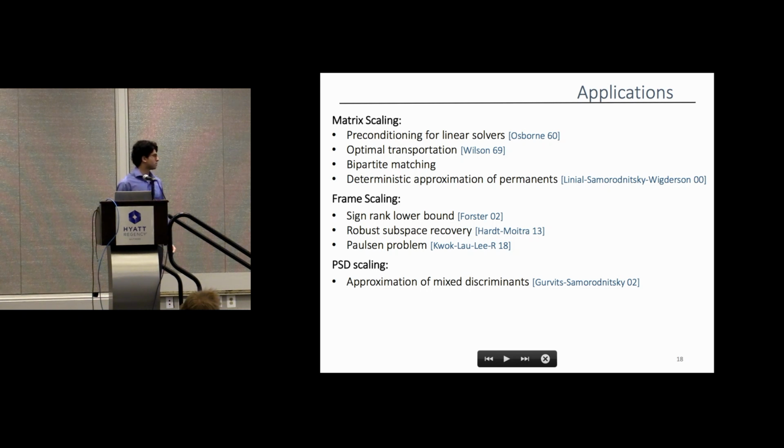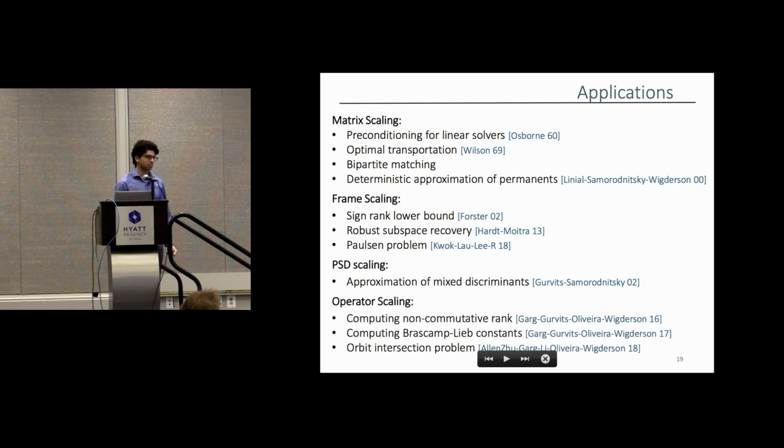in TCS. And finally, the most general operator scaling setting has been used recently to do a lot of nice algebraic work. I'll call your attention to the bottom point, orbit intersection. As I mentioned before, for the non-commutative Edmonds problem and the permanent problem, all you needed was inverse polynomial error. So a polynomial in 1 over epsilon time algorithm is fine. For the orbit intersection problem, you actually needed inverse exponential error. And so they had to use some new second order tools and continuous optimization to solve this problem.